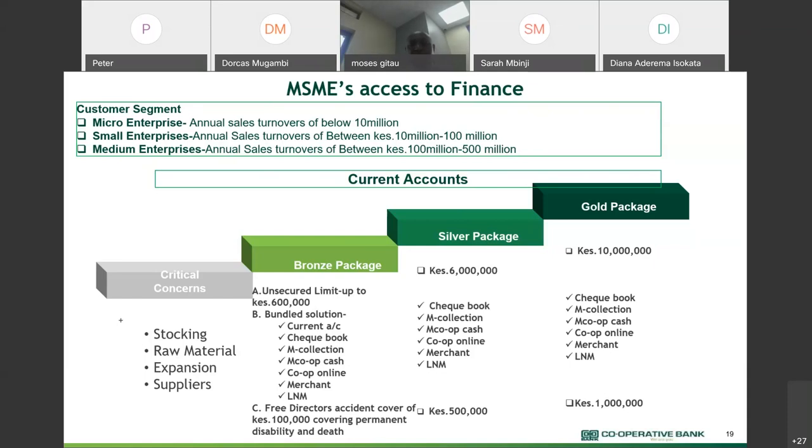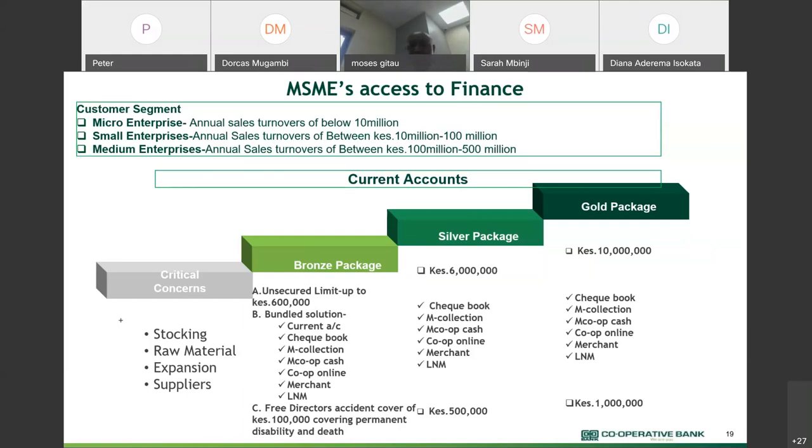Number one, we have those in micro enterprises, those who are starting up, with an annual turnover of about 10 million. For those customers, we have an entry point called a bronze package. For the next category, who are a bit more established, we categorize them as small enterprises, with an annual turnover of between 10 million and 100 million, and we have the silver package. The next category is the slightly larger MSME, the medium enterprises, with turnovers of 100 million to 500 million, and for this customer we have a gold package. All those three packages are current accounts.